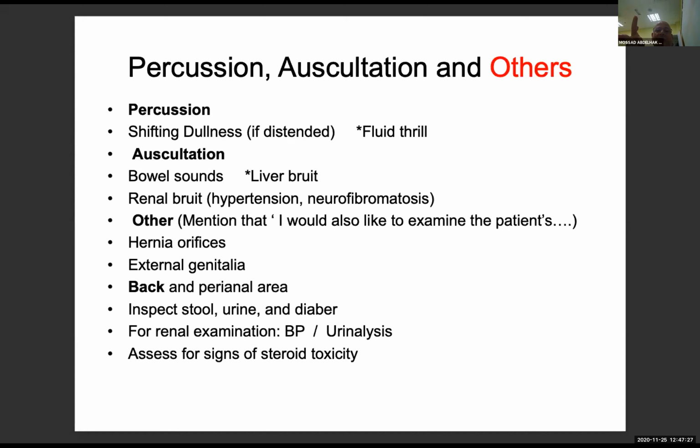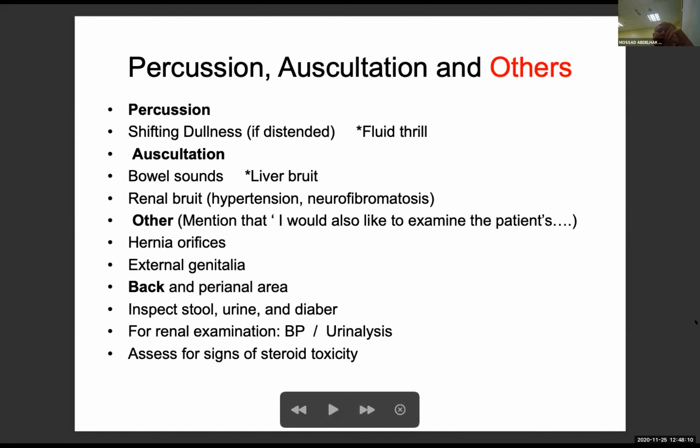If you suspect a surgical one, external genitalia, sometimes you have some cases like congenital adrenal hyperplasia, which can get premature precocity. You must check the back and the perineal area also if needed. You must inspect the diaper of the patient for color of the urine and the stool. Okay. For the renal examination, you must look at the urine and the blood pressure. Don't forget that in many cases, steroid toxicity can be detected during abdominal examination with striae rubra and others.